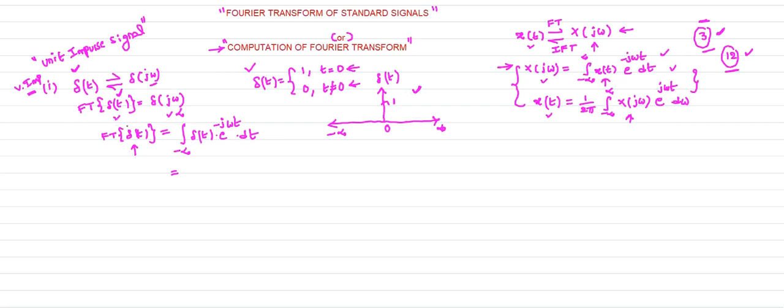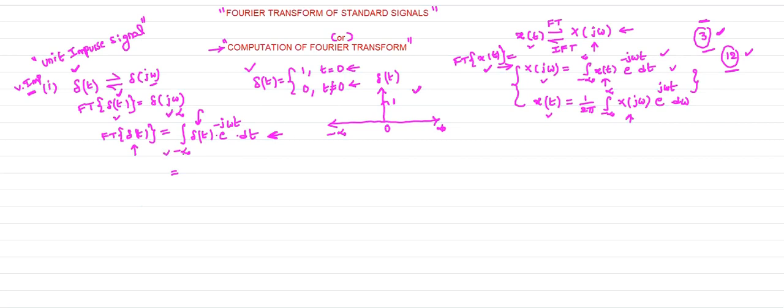To find the Fourier transform of the unit impulse signal, you just use this formula. How do we calculate the Fourier transform of the time domain signal x of t? It is X of j omega, which is equal to the integral from minus infinity to plus infinity of x of t e power minus j omega t dt. In the place of x of t, I substitute the impulse function, delta of t. Now what is the value of this integration between minus infinity and plus infinity?